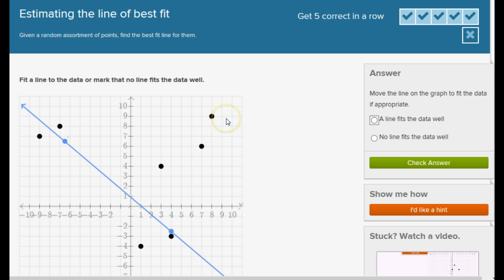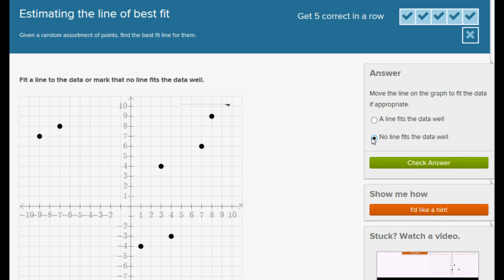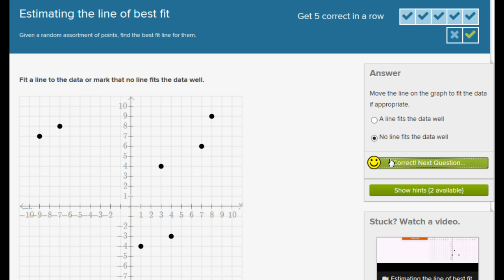Or do I say, well, they're so far spread out that the correlation is so low that a fitted line just isn't appropriate. So I'm going to say no line fits the data well, and check that. And that's correct. Yeah, that would not have been a good graph to draw a fitted line. We only want to draw fitted lines when it looks like there's a correlation, whether it be positive or negative. We want to see those points grouped together a little bit more. All right, let's try another one.